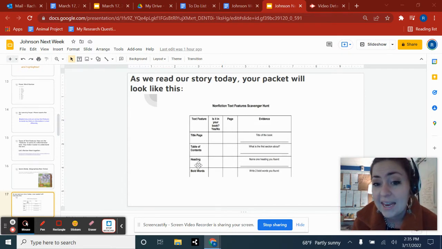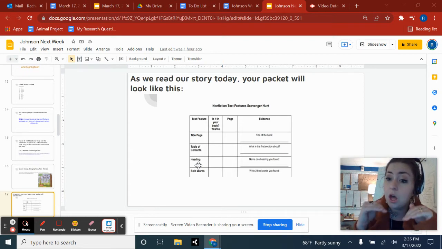A heading. Now, I know there are big headings and subheadings. Now, let's investigate a subheading today. And the word sub means under or below. Kind of like a subway is a train under or below the ground. A submarine is a ship under or below the ocean. A substitute is a teacher underneath the main teacher.